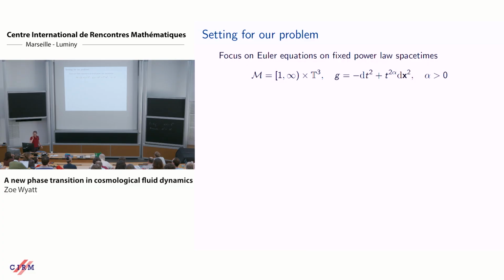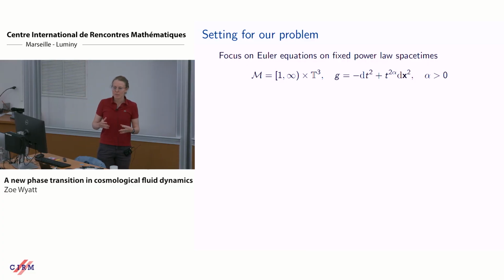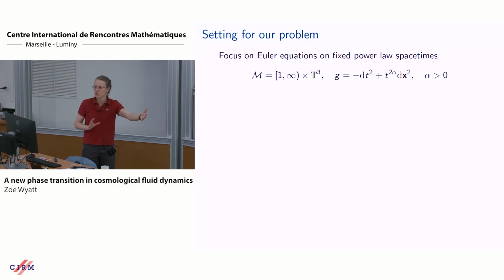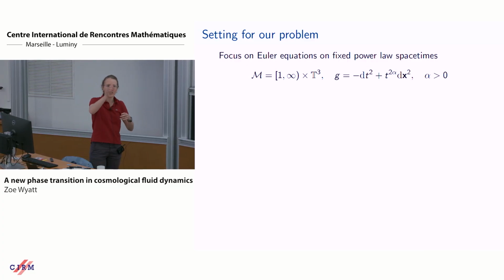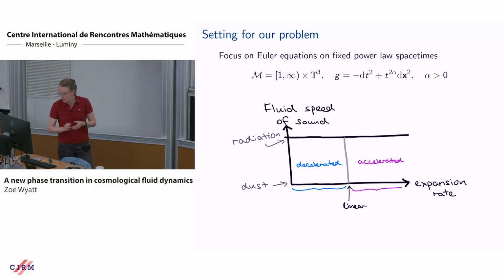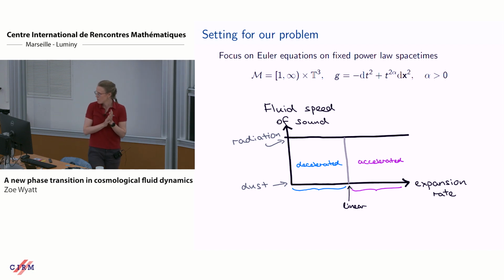This power law spacetime includes the class of spacetimes used in fundamental models in cosmology, where the scale factor is like t to the 2 over 3(1+k), and all this kind of stuff. So it includes that. But alpha is going to be this free parameter that we're going to use.